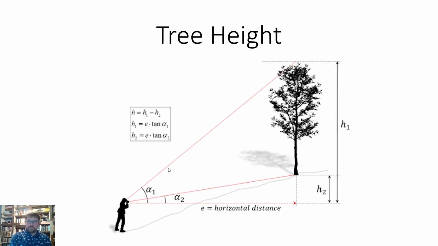Okay, so very simple equation. The height of the tree is equal to the distance you are from the tree times the tangent of the angle to the tip of the tree. Okay. In this case, you have two h's, h1 and h2. So you have to do those, and then you can make that simple math.